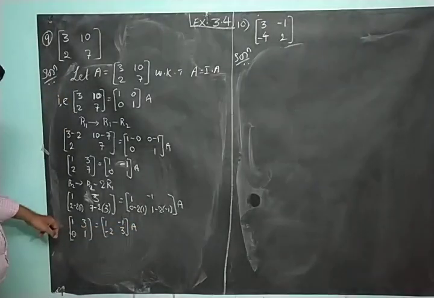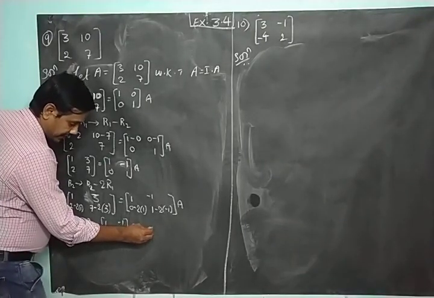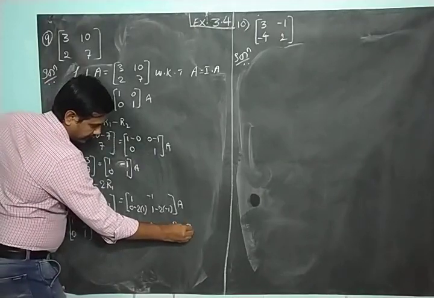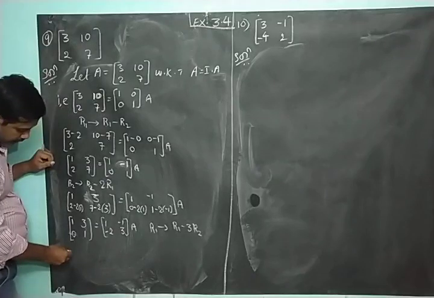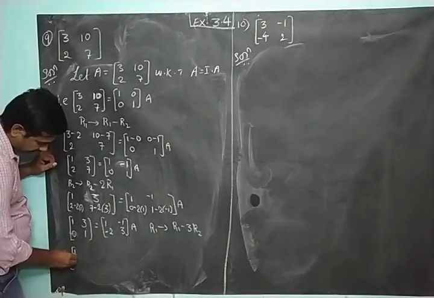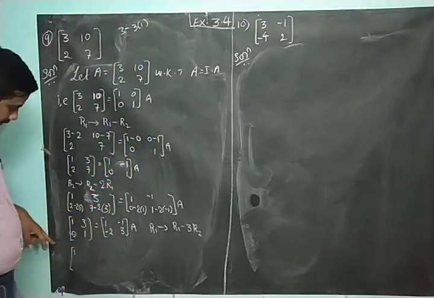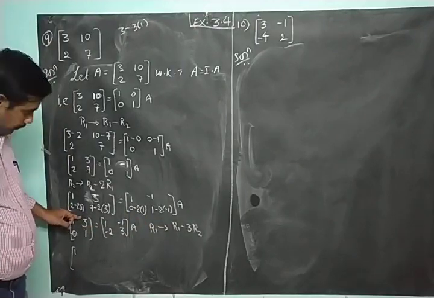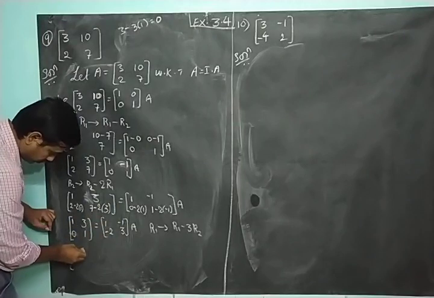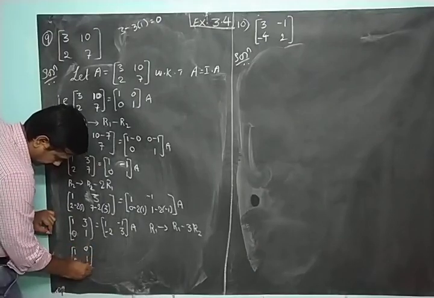Right, we got 0 here, we got 1 on the diagonals, we have only 3 that should be eliminated. That can be done by R1 changes to R1 minus 3 R2. So this will be 1 minus 3 into 0, which is 1. Now 3 minus 3 into 1. R1 is 3, minus 3 into R2, 1. So that will be 0. Here 0, and 1 as it is.